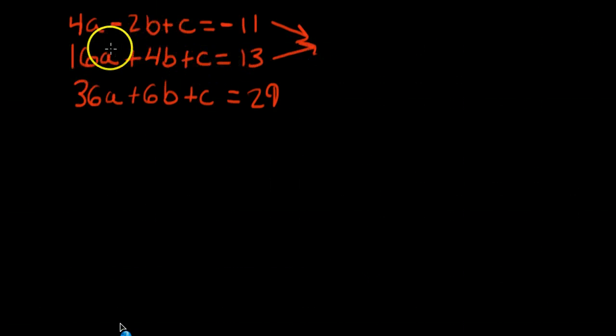So just so the arithmetic's a bit easier, we're going to subtract this first equation from the second equation. So 16a minus 4a is going to give us 12a. Then 4b minus -2b is going to get us positive 6b. The positive c minus c, that's going to cancel the c, and then we're going to have 13 minus -11, that's going to get us positive 24.